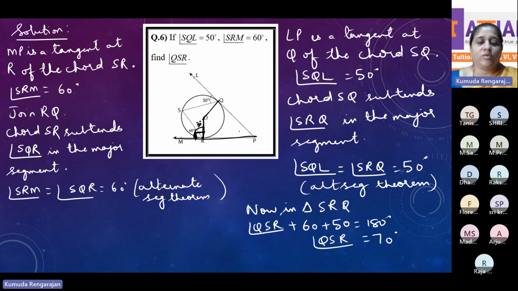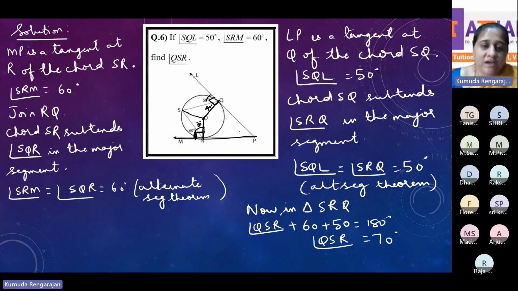Similarly here, OQ is the radius through the point of contact Q of the tangent LP. So this is 90 degrees, but this one is 50. So this is 40. Now you should also join OS so that we have triangles.